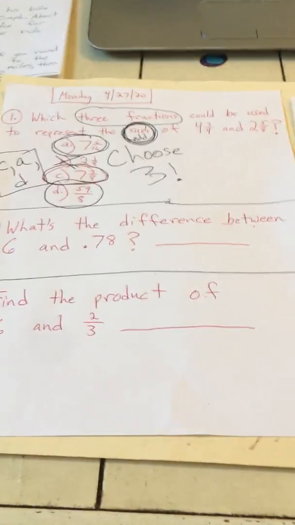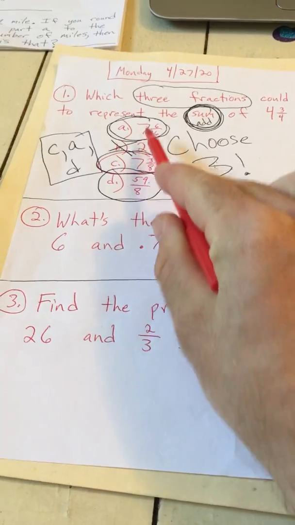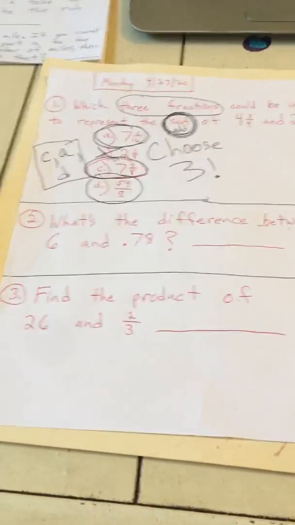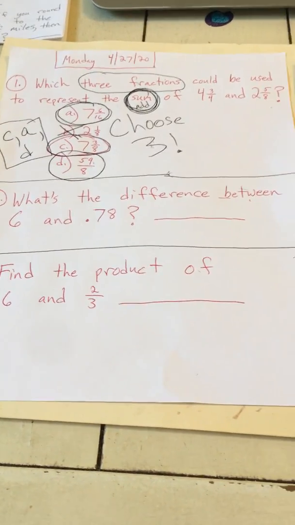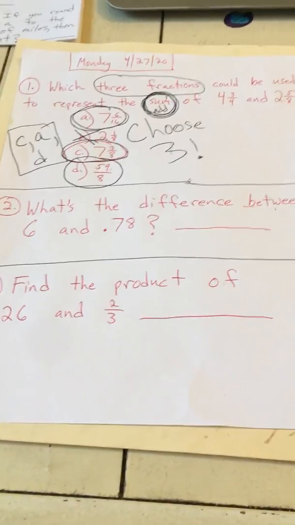Okay, give yourself some snaps if you did good on that one. Nice job. That was pretty tricky, especially part D. Knowing how to go from this to this might be easy now, but improper fractions are pretty tricky. So good job if you got that right. Okay, number 2. What's the difference between 6 and 78 hundredths?